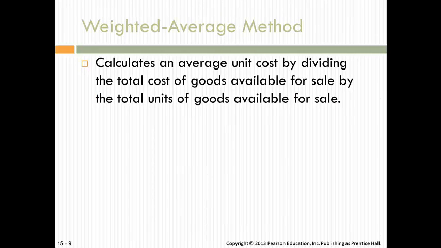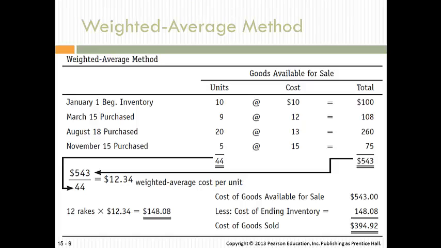So, as the last example, let's look at the average method. The average method calculates an average unit cost by dividing the total cost of goods available for sale by the total units of goods available for sale. In this example, the total cost of goods available for sale was $543, and the total units available for sale was 44. Taking the 543 and dividing that number by the 44 total units for the period gives us a $12.34 weighted average per unit.